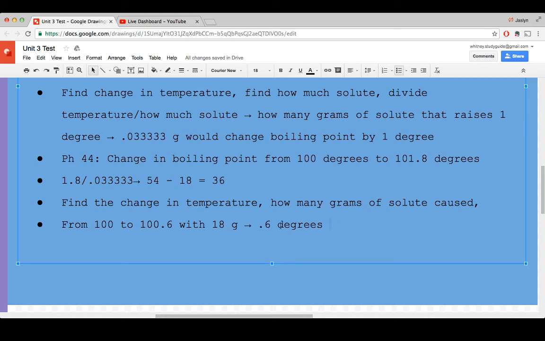Wait, I just realized I made another mistake. But hang on. I don't know, this math isn't making any sense. Okay, but this answer is correct. So the way I got this is correct, but grams.